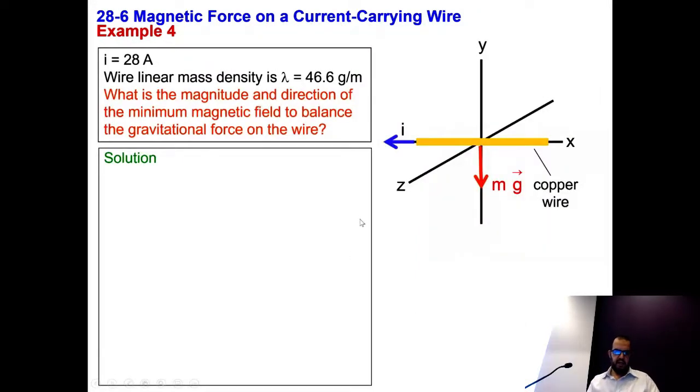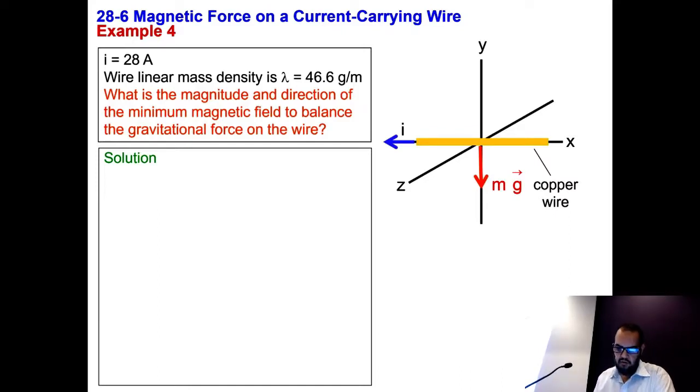Okay, here is another example. Here we have a wire carrying a current I, 28 amps, and it has a linear mass density lambda. Don't confuse it with the charge density. This is a linear mass density, so it's mass per unit length, 46.6 grams per meter. What is the magnitude and direction of the minimum magnetic field to balance the gravitational force on the wire?